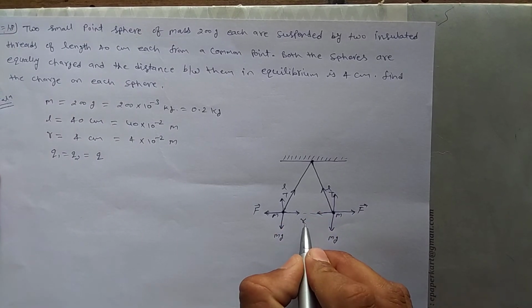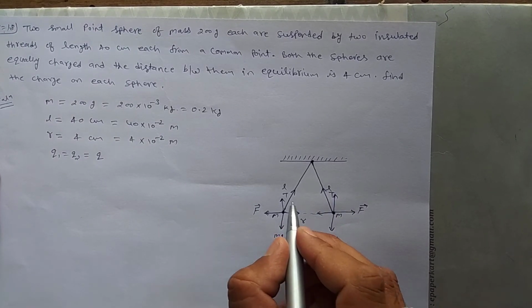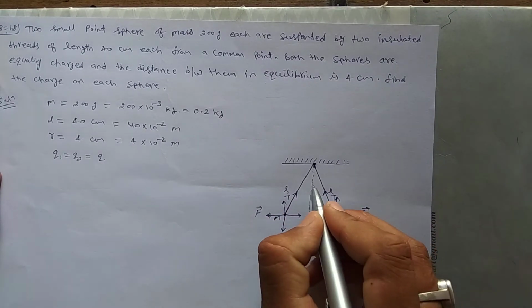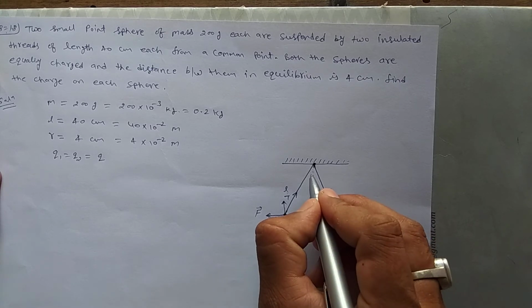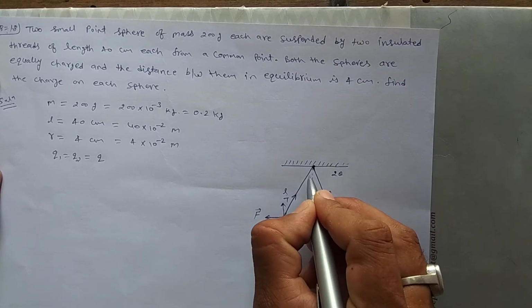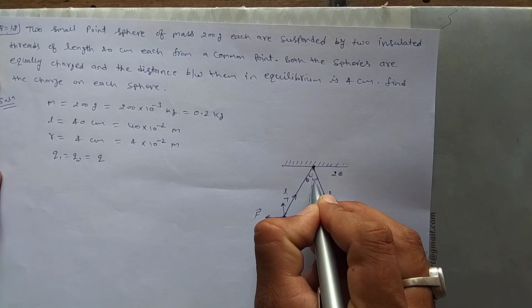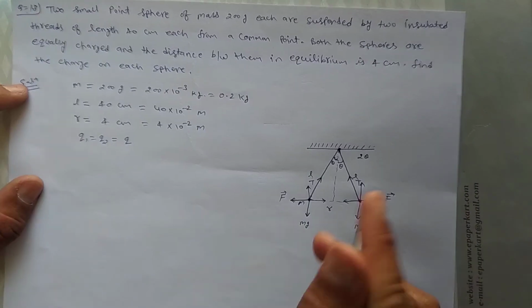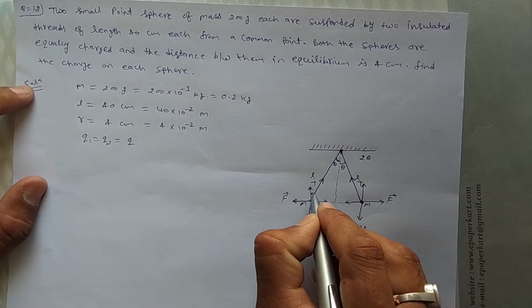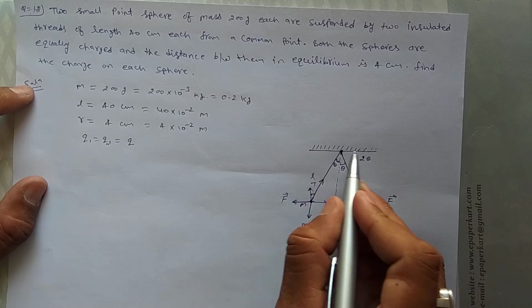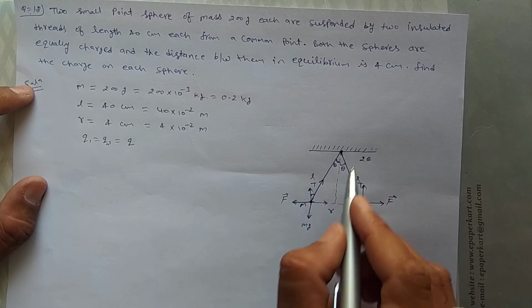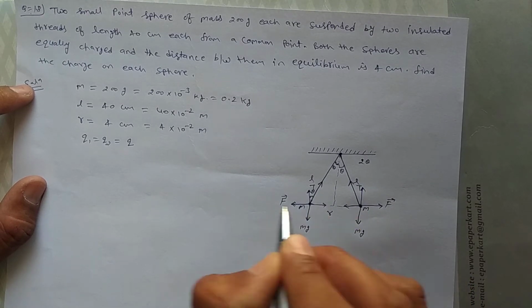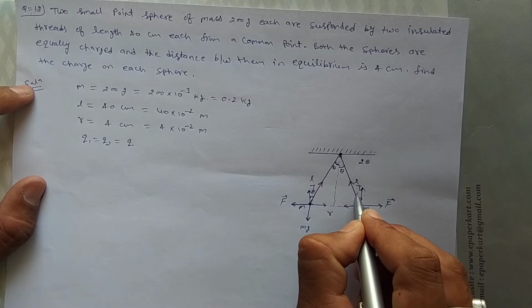Here, this R is very small compared to this L. So the angle between these threads, suppose it is 2 theta. So this is theta and this is also theta. Now, from these parallel lines, this angle we measure as theta and this angle is theta.